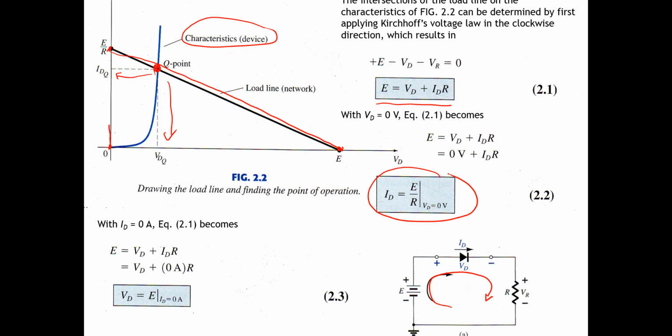And then when ID is 0, it means that on the x-axis ID is 0. So E becomes Vd plus IDR, and ID becomes 0. So Vd is equal to E. So we have these cross sections. So this is the key point of the diode.